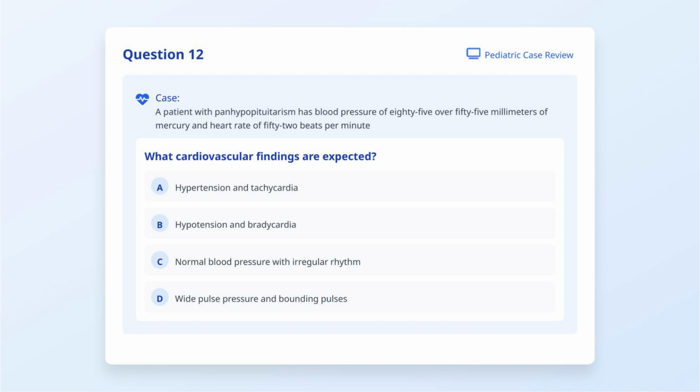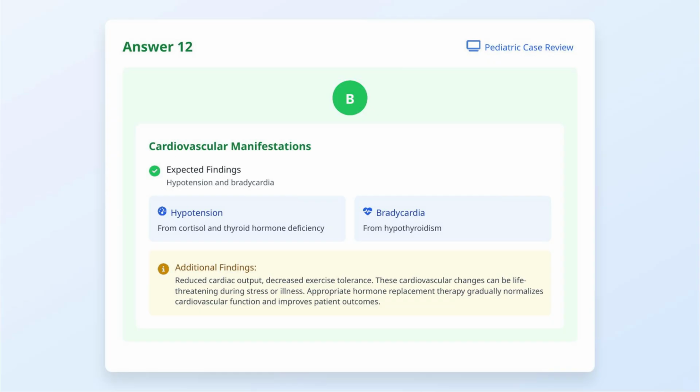Case scenario: a patient with panhypopituitarism has blood pressure of 85/55 millimeters of mercury and heart rate of 52 beats per minute. Question: what cardiovascular findings are expected? Option A: hypertension and tachycardia. Option B: hypotension and bradycardia. Option C: normal blood pressure with irregular rhythm. Option D: wide pulse pressure and bounding pulses. The correct answer is B.